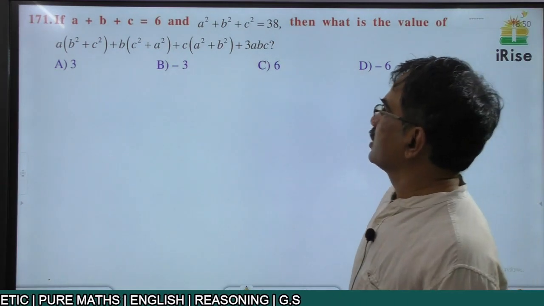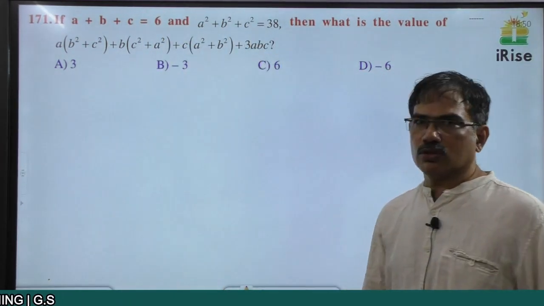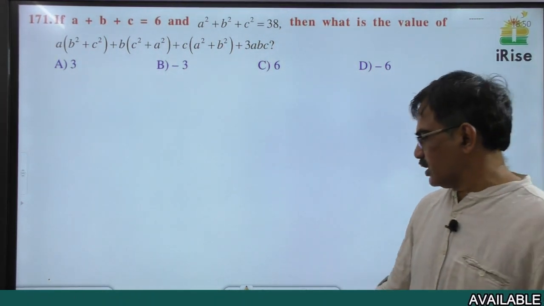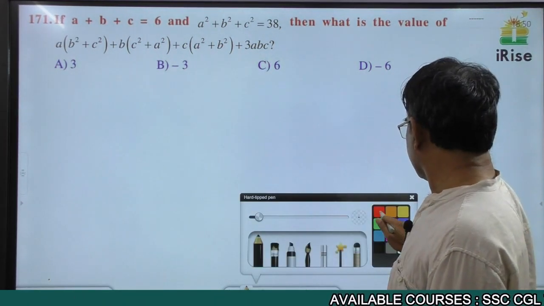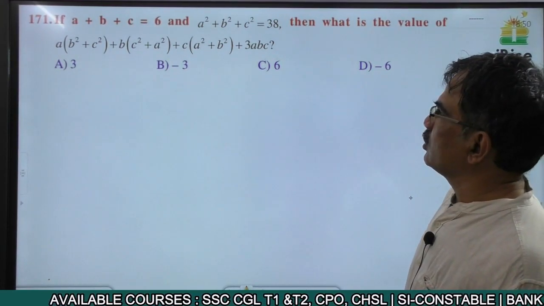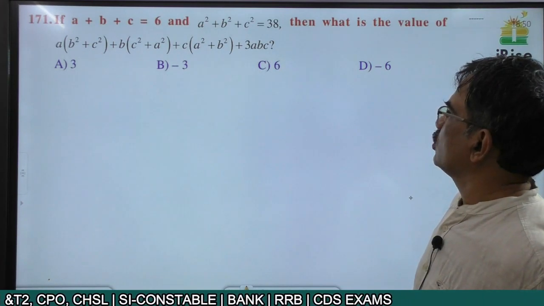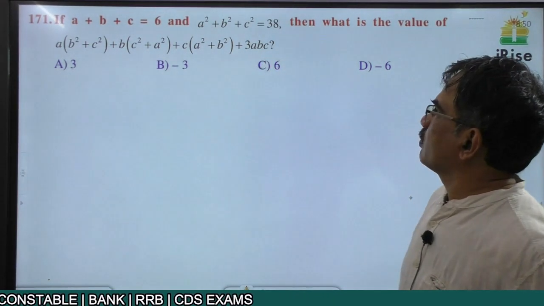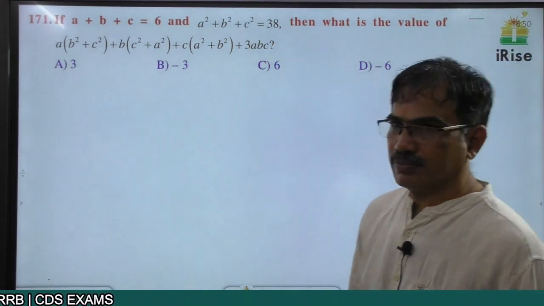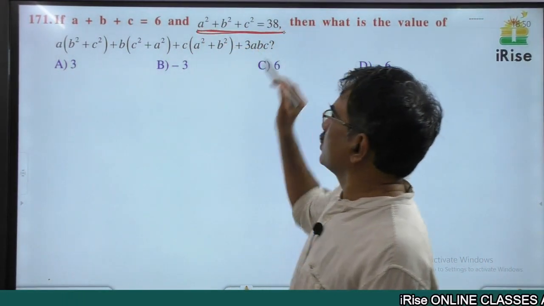Here two conditions are given. a plus b plus c is 6, a square plus b square plus c square is equal to 38. Don't choose the values for a, b, c, please. Then what is the value of a into b square plus c square plus b into c square plus a square plus c into a square plus b square plus 3abc? This is the question. Here the given condition is a square plus b square plus c square is equal to 38.